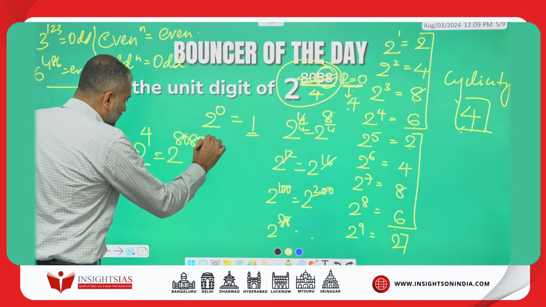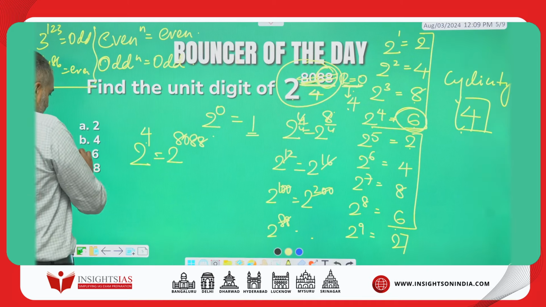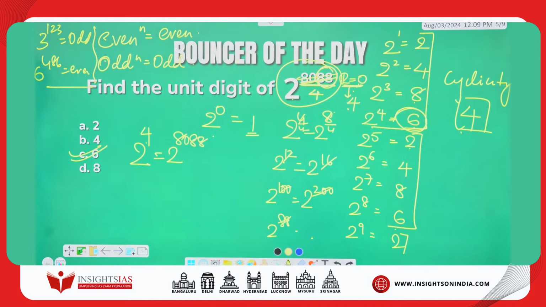power 8088. What is the unit digit for 2 power 4? 2 power 4 is 6. So, what is the answer? Option C, it is 6. Okay, keep this in mind.